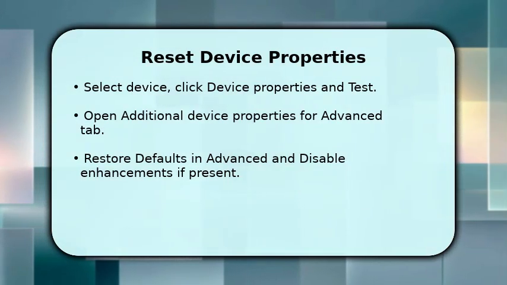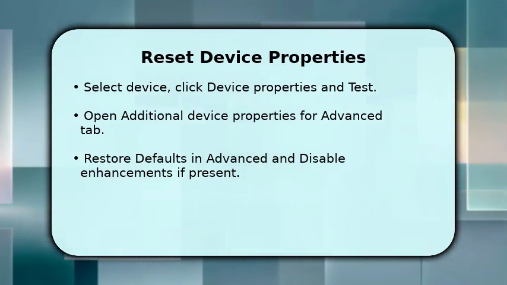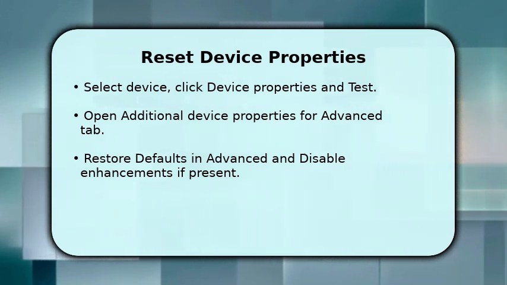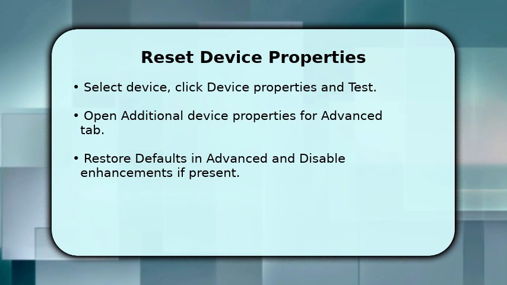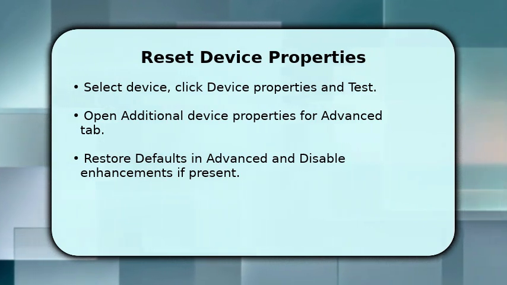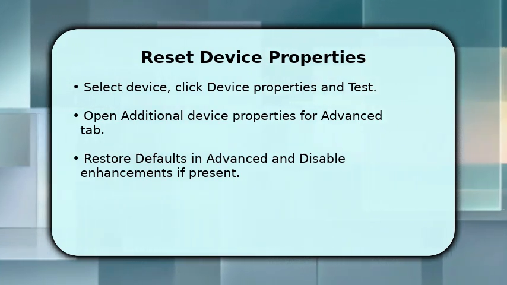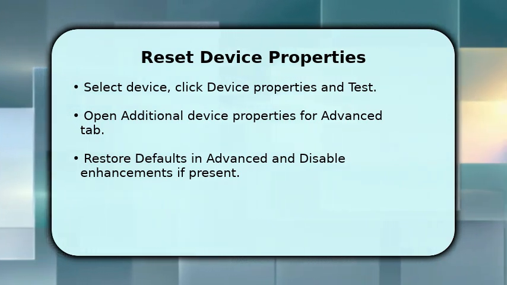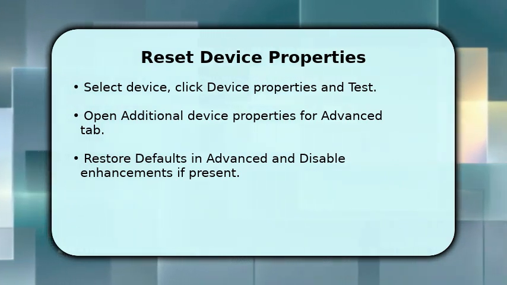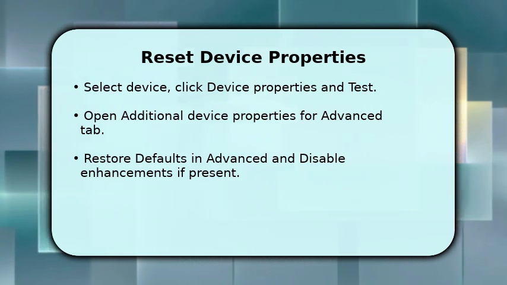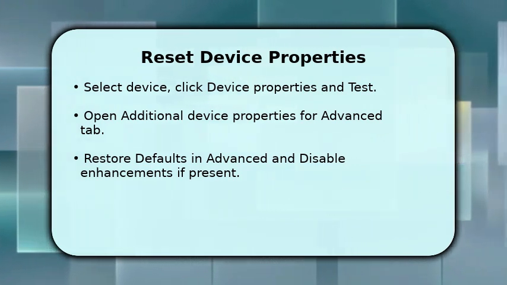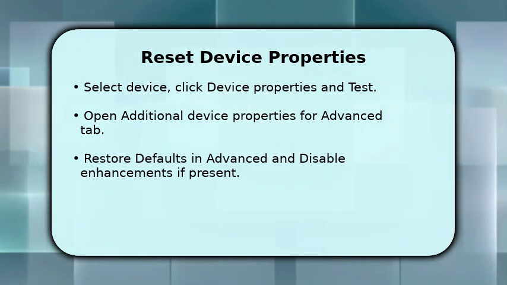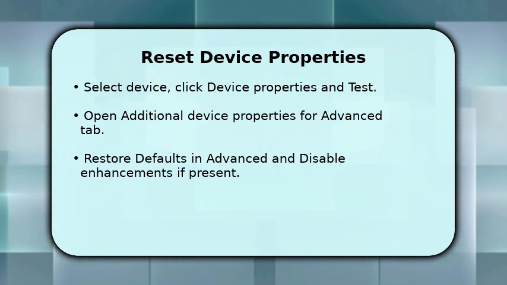Now focus on the selected playback device and reset its properties to resolve common issues. You click Device Properties and Use Test to verify sound. If output is silent, open Additional Device Properties and go to the Advanced tab. Choose Restore Defaults to revert custom sample rates or exclusive mode changes because those often break audio. If you see Enhancements tab, disable all enhancements. They can distort or mute sound. Once adjusted, test again to confirm progress before moving on.